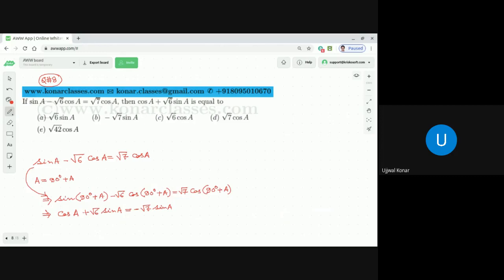What comes to your mind is, okay, I need to write A equal to 90 degree plus A. Otherwise you can approach with the conventional method. The conventional method, if I use a different color, dear students, is that I'm going to do it here. Just make a square of both the sides. Square it. Then what are we going to get? Squaring.